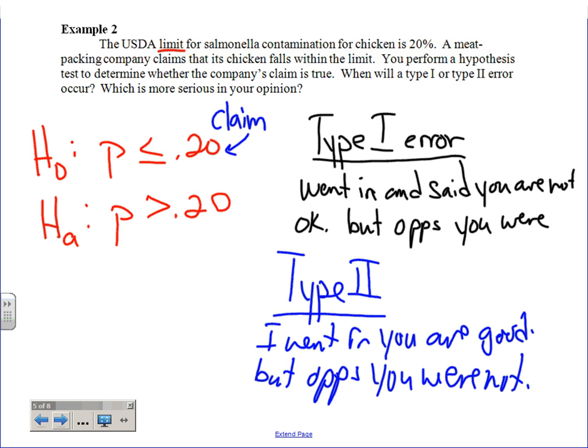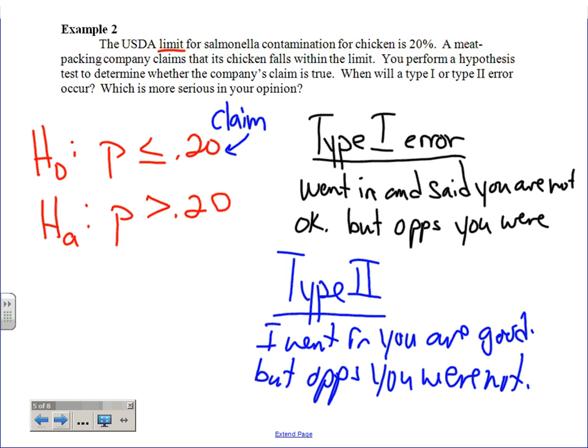Type 2, I've heard from a lot of people, is worse. What would happen in a type 1 error, though, that could be bad? People losing their jobs, and let's face it, people kind of freaking out. Your chicken's bad? Then they're not going to eat chicken. They're freaking out. So really, both are bad. And this is an opinion, right? Obviously, the businessman is going to have a different opinion than the person eating the chicken.